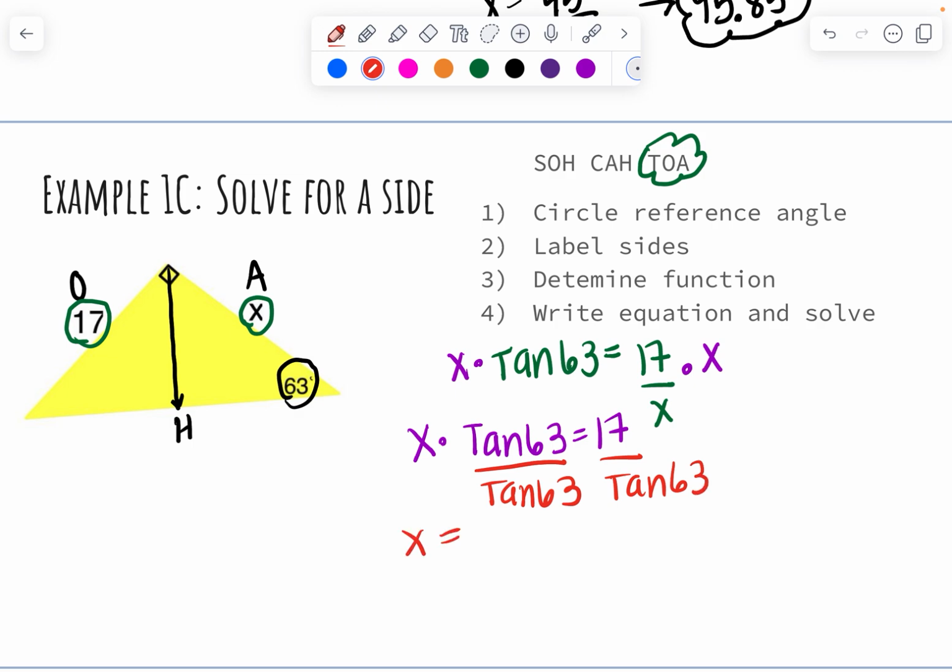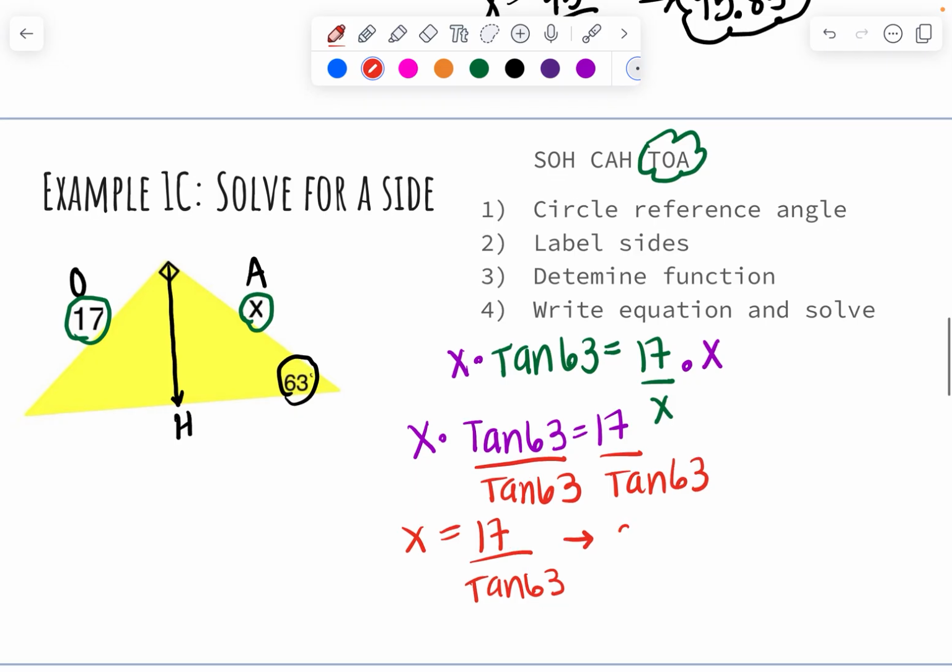So X equals 17 divided by tangent of 63. And if you put that in your calculator and round to the nearest hundredth, we would get about 8.66.